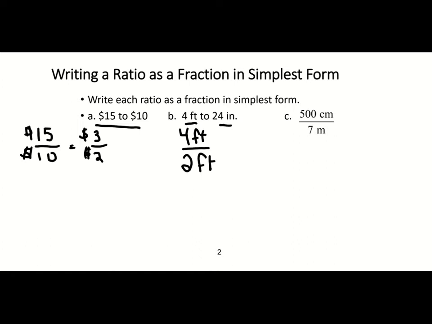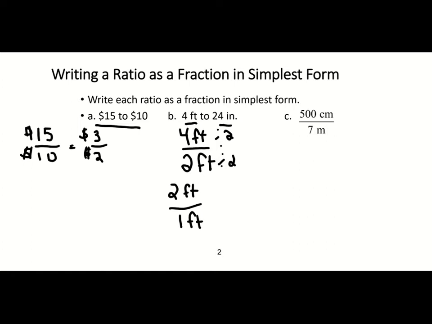I can divide them both by 2. Now, the important thing here is when we're writing a ratio, you want to keep both numbers. So even though if I divide this by 2, and the bottom becomes a 1, normally, like with a fraction, we don't put the 1 there, but with a ratio, you have to keep the 1. So my answer will be 2 feet to 1 foot. And again, you want to keep both numbers there.